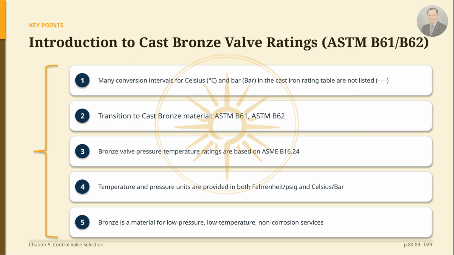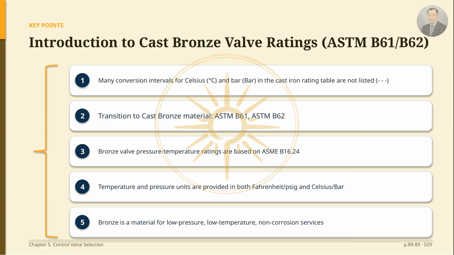In the Celsius and bar conversion sections of the cast iron ratings table, there are many items marked with dashes where data is empty. This means that ratings for those specific temperature and unit combinations are not separately defined. Next, the material changes to cast bronze.